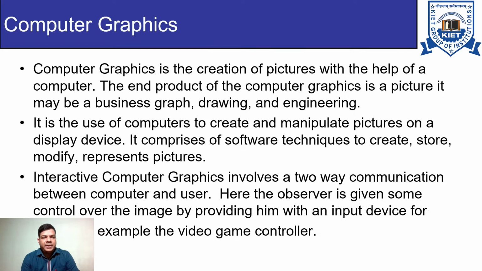Now computer graphics can also be interactive computer graphics. In interactive computer graphics, the user can interact with the computer system. That means interactive computer graphics involves a two-way communication between computer and user. Here, the observer is given some control over the image by providing him with an input device, for example, the video game controller. He can provide inputs to the system, and by those inputs, he can control the motion of the picture. Like when we are playing games, we are able to control the movement of any object in the game. So it is a kind of interactive computer graphics.